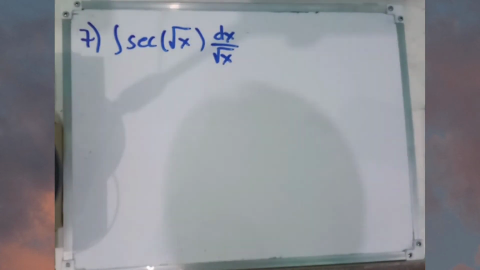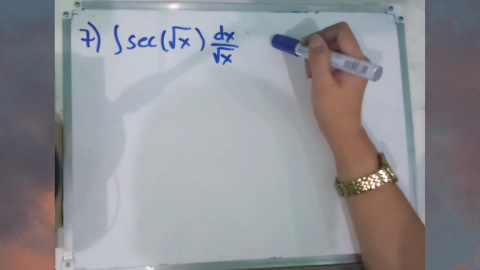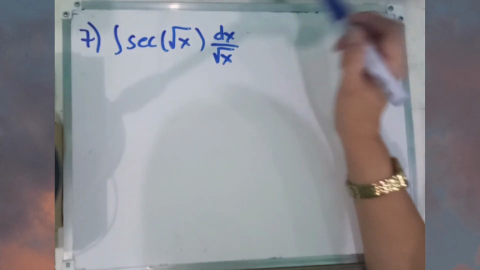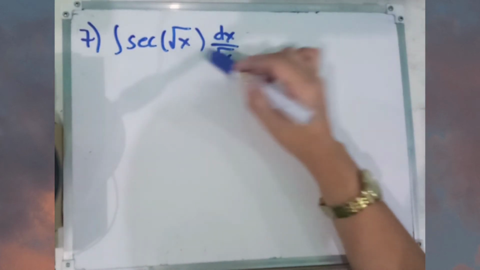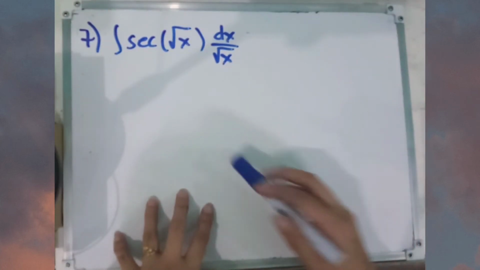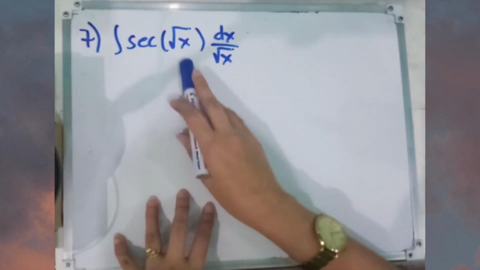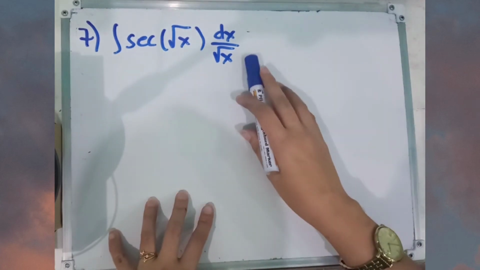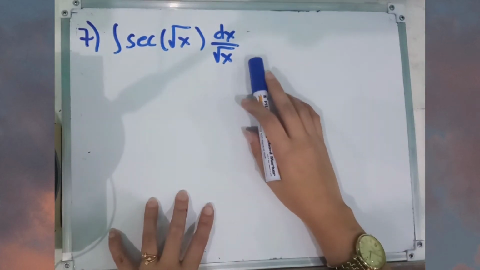Example number 7, that's the integral of secant the square root of x dx over square root of x. Take note that we cannot cancel the square root of x because this is for that given function and this is simply square root of x.